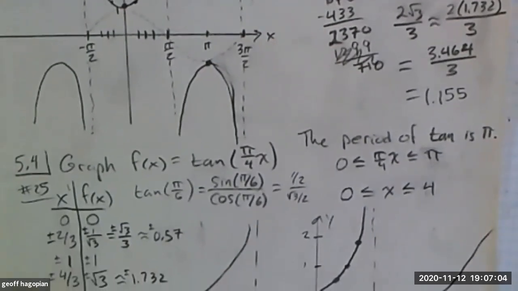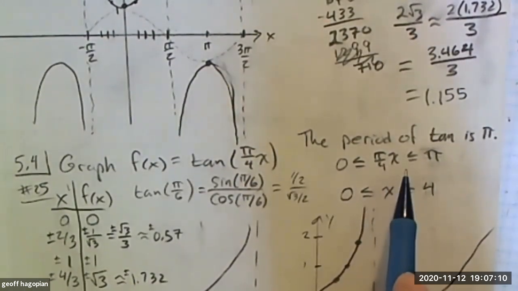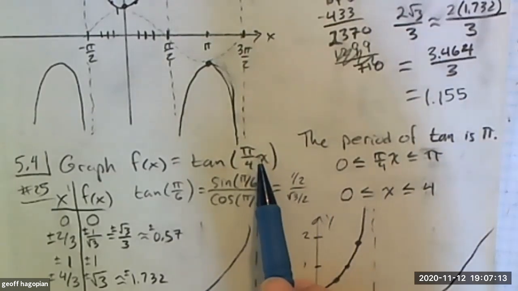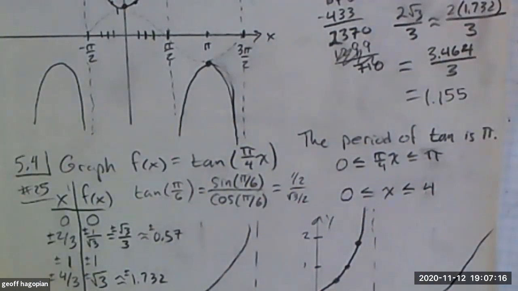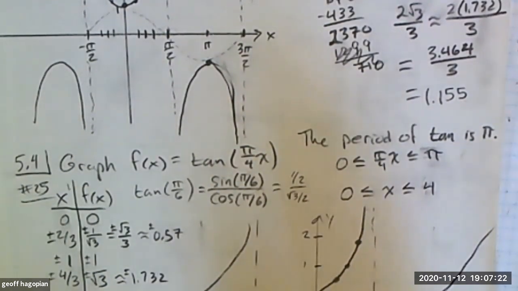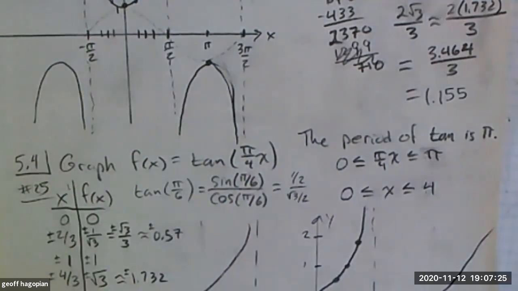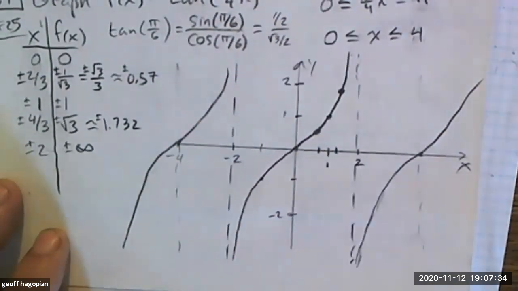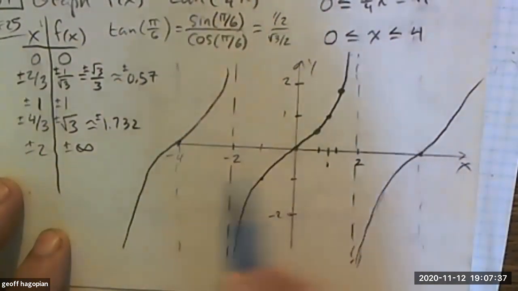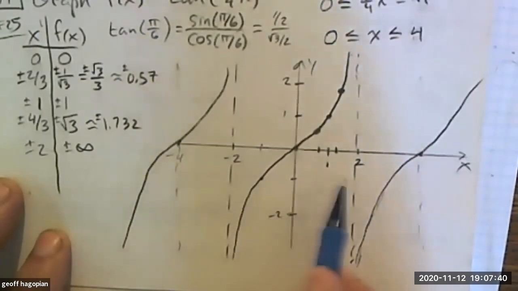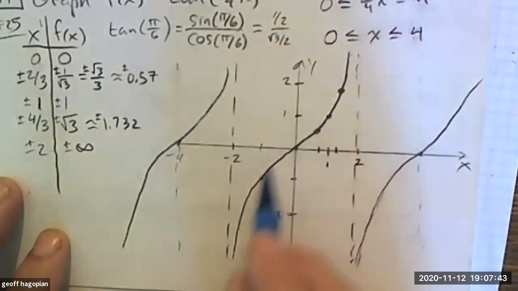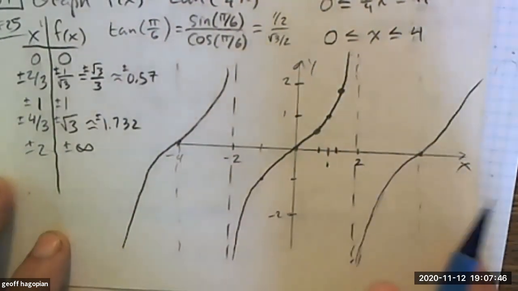And we computed some input-output pairs. But the first thing is to determine the period. The natural period is pi. So if you divide pi by pi over 4, you get 4, which is the period for this. It's actually stretched a little bit horizontally, so that the asymptotes are at -2 and 2, and the interval between those has length 4, which is one waveform for the tangent function, which repeats ad infinitum.